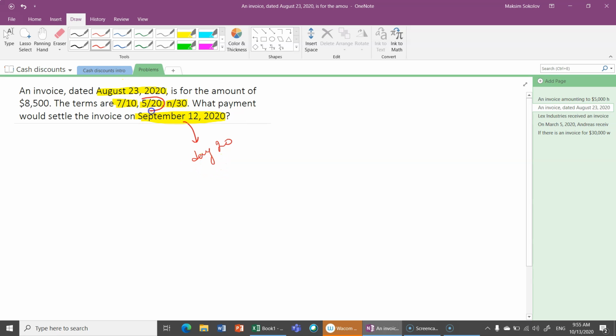So we're here. Again, we're supposed to pay 5% less than 8,500. Therefore, payment is going to be 8,500 times (1 minus 0.05). It's 8,075.